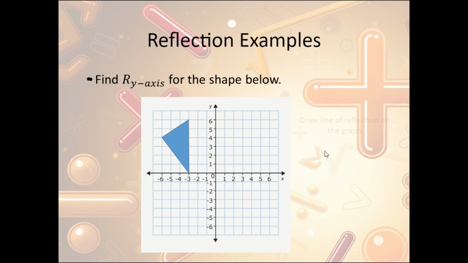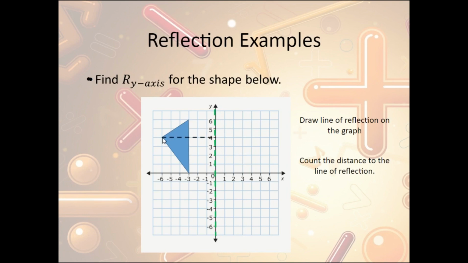So first of all, first thing we always do is draw in the line of reflection. So where are we reflecting? Well, the y-axis is right here, so I draw in a little dotted line. This is what we're reflecting over. Then we're going to count the distance to the line of reflection. So we're going to take each point.